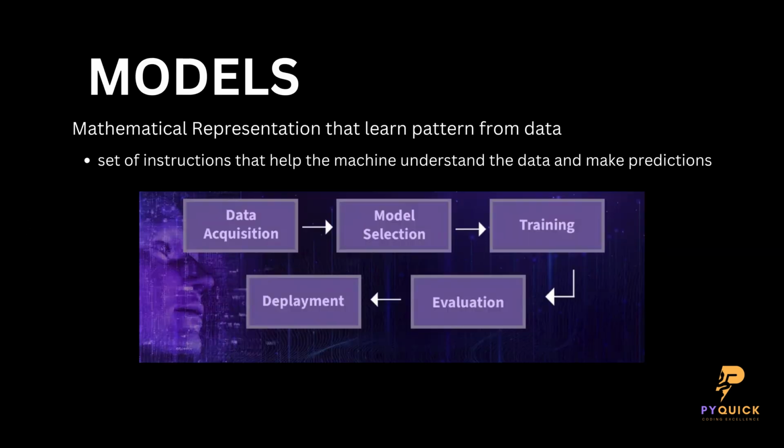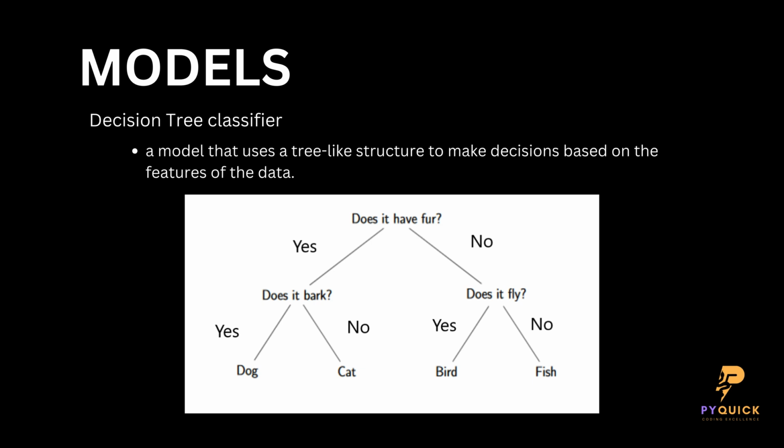Models. Models are mathematical representations that learn patterns from data. Think of them as a set of instructions that help the machine understand the data and make predictions. For example, a decision tree classifier is a model that uses a tree-like structure to make decisions based on the features of the data. Let's look at a real-world example to bring it all together.